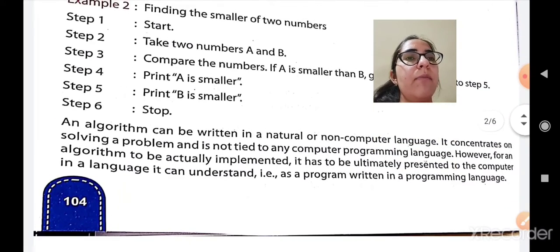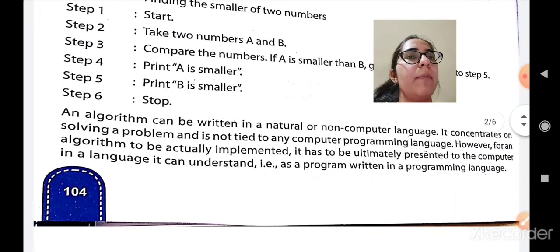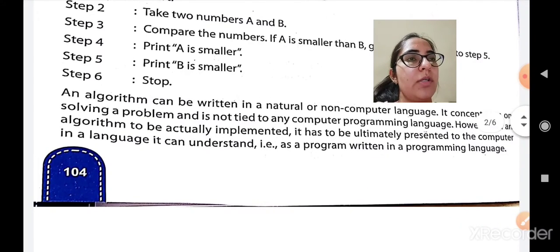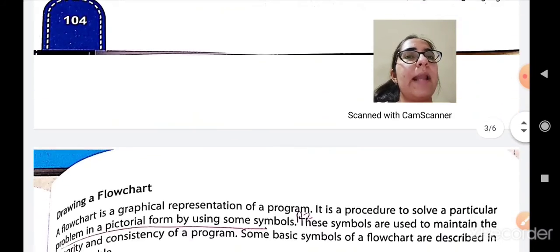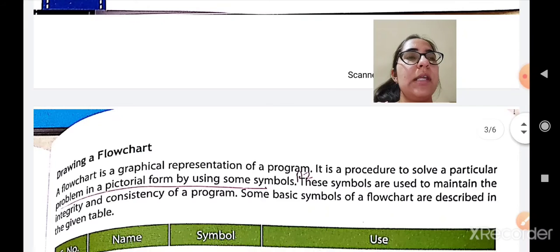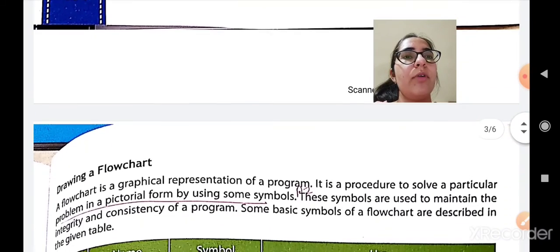An algorithm can be written in a natural or non-computer language. It concentrates on solving a problem and is not tied to any computer programming language. However, for an algorithm to be actually implemented, it has to be ultimately presented to the computer in a language it can understand, for example, a program written in a programming language. Okay, so we have seen the algorithm, how you can use an algorithm and various examples of it. Now the next topic is the flowchart: what a flowchart is and how you can draw one.